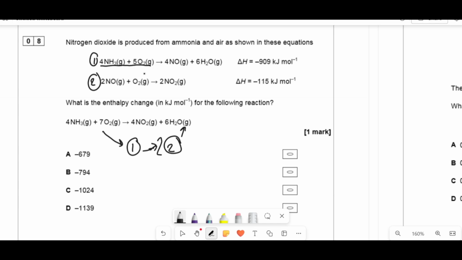And also there's the extra 2's there. The enthalpy change is the same. So then the enthalpy change of this reaction here would equal the root 1, minus 909, plus 2 lots of the root 2. So plus 2 lots of minus 115. If you do that, you end up getting minus 1139, which is D. That's how Hess's law cycles work.